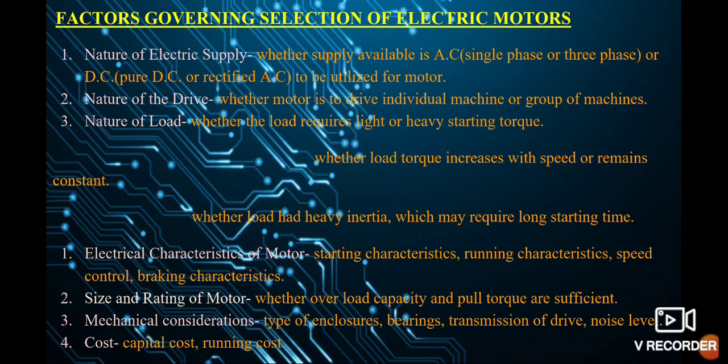Next one is the electrical characteristics of the motor. So the characteristics are starting characteristics, running characteristics, speed characteristics, that is the speed control, and the braking characteristics. It also will depend on the size and rating of the motor, whether the motor has overload capacity, and whether the pull out torque is sufficient or not.